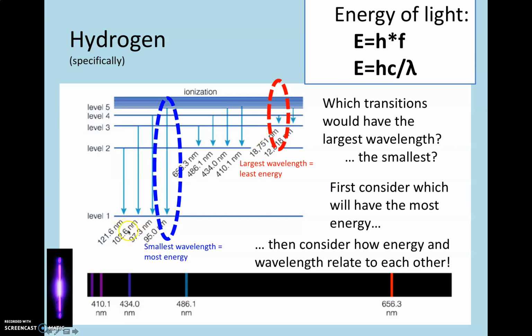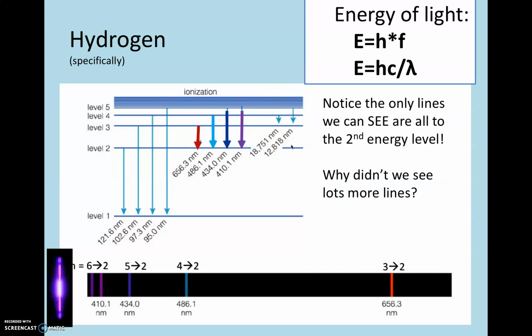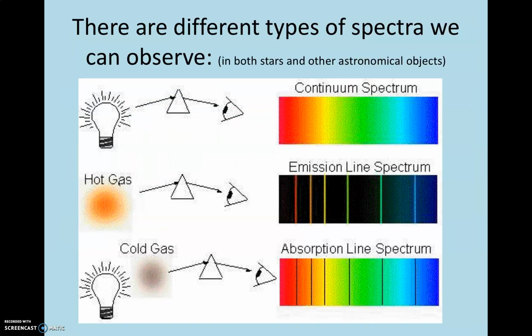You can see that these are all labeled with their wavelengths in nanometers. That's going to be your BFF. Check out your IB packet if you don't know the conversion. We can see that the specific wavelengths that we can see with our eyeballs are the only ones going to the second level, which is kind of interesting. Why don't we see these other energy transitions, do you think? Any guesses? I hope you have a guess, because I'm not going to go into it right now.